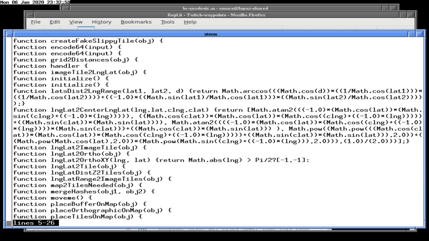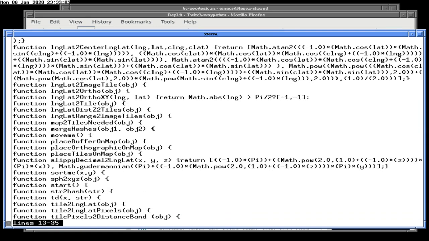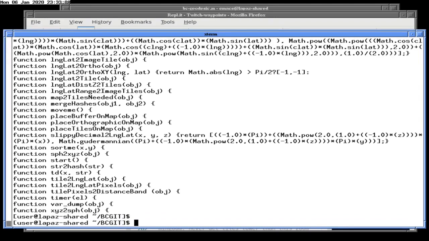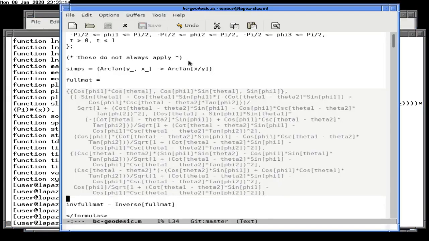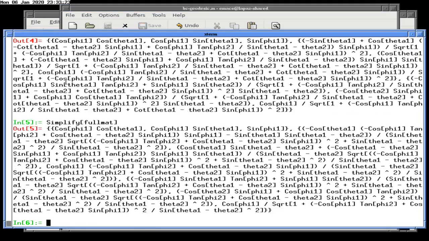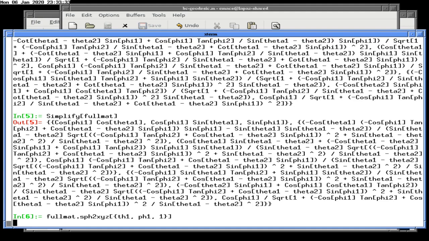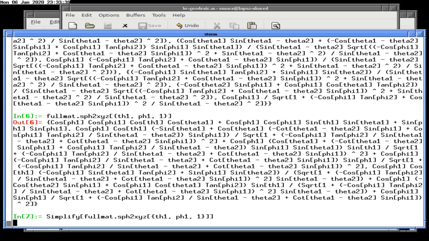To center, lat long to image, ortho. Image lat ranged image tiles, map to tiles, merge hashes, place buffer on map. Yeah, nothing in here does quite what I want. So now, this is what full matrix does. If I've done it correctly, and I think I actually have, if you give it the coordinates theta 1, phi 1, 1, it should get you back to 100 or something like that. Something very basic. 001 maybe. I think it is 100.